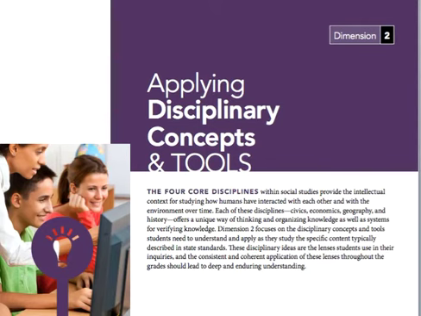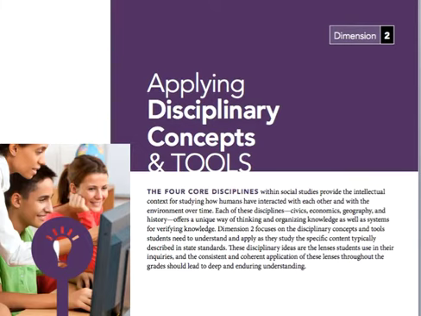So this is Dimension 2 of the C3 framework, or at least the cover page. The concepts and tools described in Dimension 2 of the C3 framework are articulated in 58 indicator pathways. These are articulated at 4 grade bands, and they describe the things that students should know and be able to do at the end of 4 grade bands.